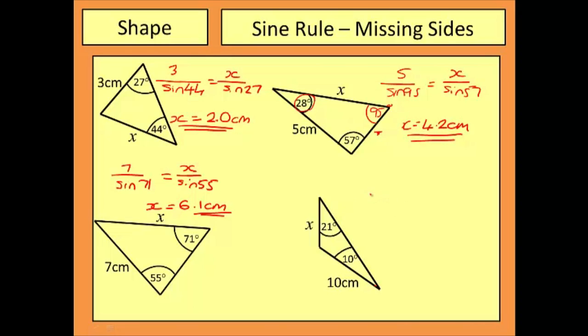The fourth example is quite tricky. Take care with this one. Whenever you have small angles inside a triangle, it can get a little bit difficult to correctly identify which side is opposite which angle. Take care when labelling. In this one, the 10 centimetre side is opposite the 21. So setting up the sine rule equation, I'm going to have 10 over sine 21 is equal to X, and X is opposite the 10 degree angle, so over sine 10. When I multiply both sides by sine 10, I'm going to get X equals 4.8 centimetres.